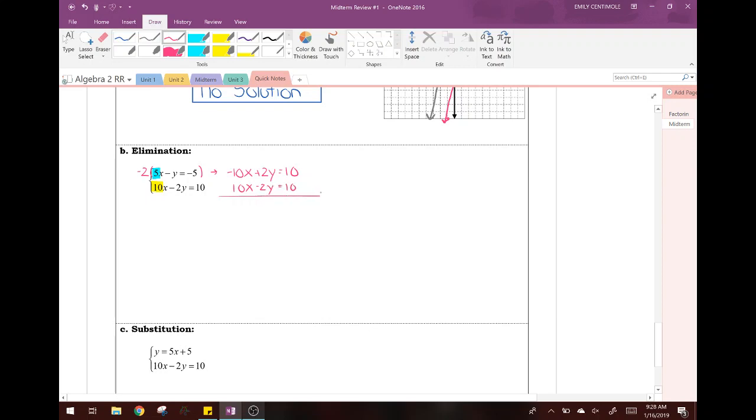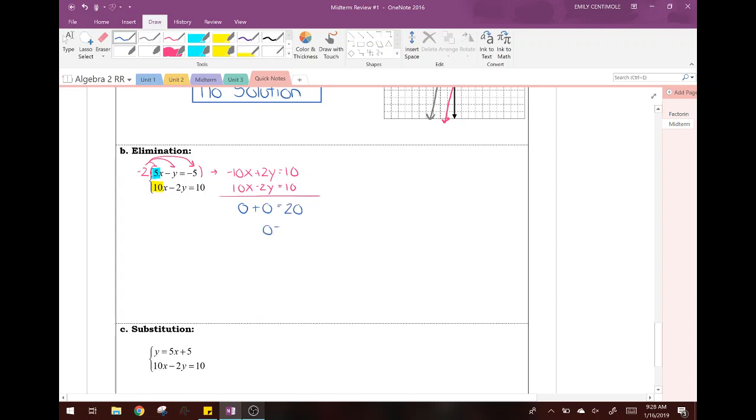Okay. Make sure that when you're multiplying through the equation by that value, you're doing every single term, even after the equal sign, okay? So you're manipulating that whole equation. Each term needs to get multiplied. So when I look at this one, I'm going to add them up. -10x plus 10x is 0. 2y minus 2y is 0. But 10 plus 10, be careful, is 20.